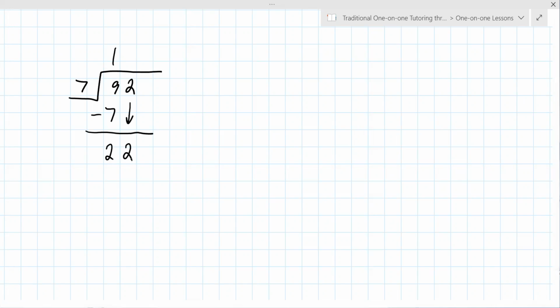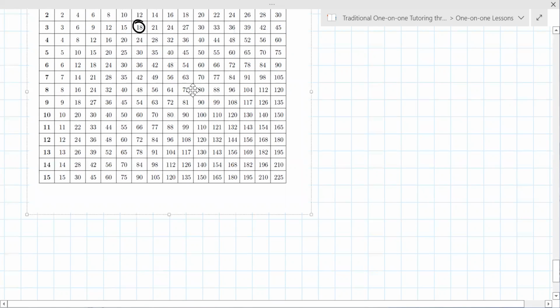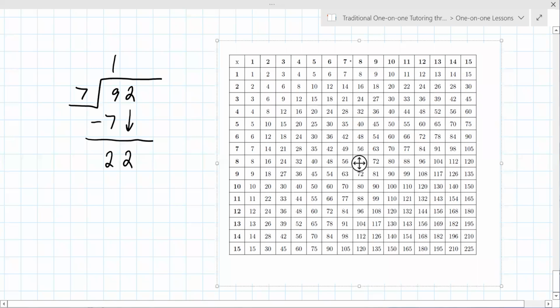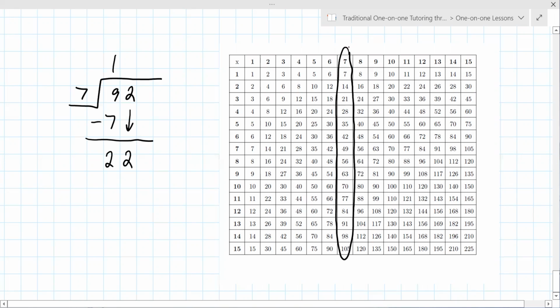Okay, so now you have to figure out how many times 7 goes into 22. So what you're really doing, Michael, let me grab this chart for us again. Do you like looking at it by column or by row? Which one do you prefer? You like column. Okay, so find the number bigger than 22 and less than 22 in that column.